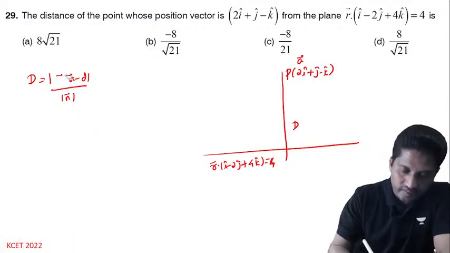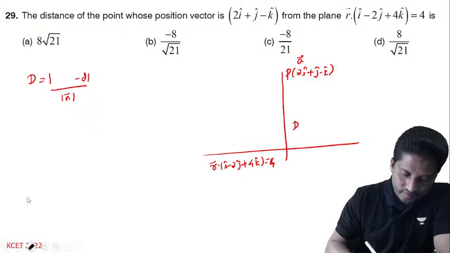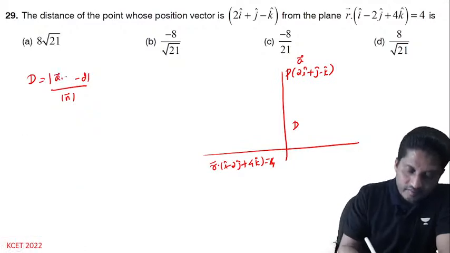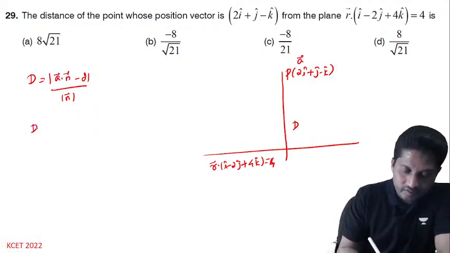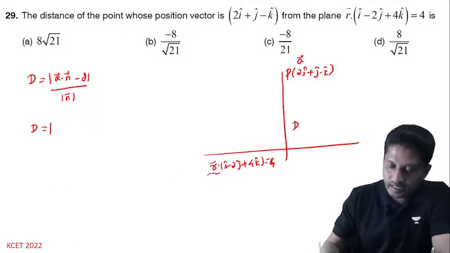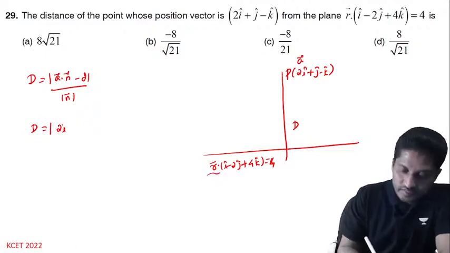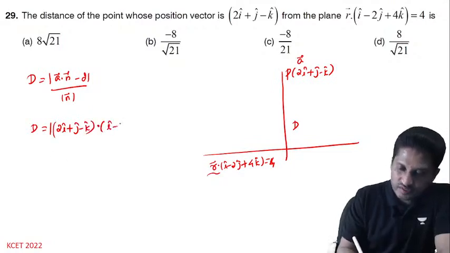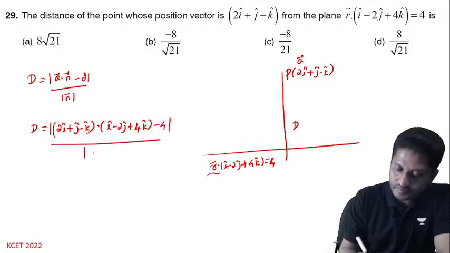Okay, so this is A dot n. You will get A dot n minus d divided by mod n. So distance is equal to, in place of vector r, you substitute that, you will get 2i plus j minus k dot with i minus 2j plus 4k minus 4 divided by modulus of n, which is i minus 2j plus 4k.